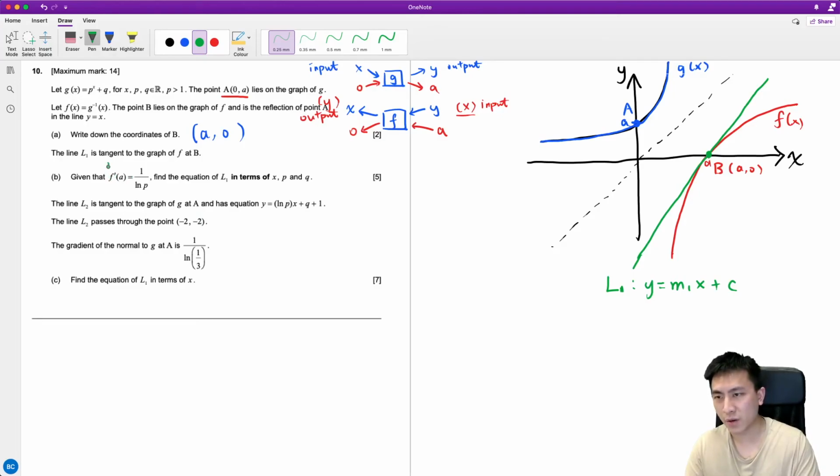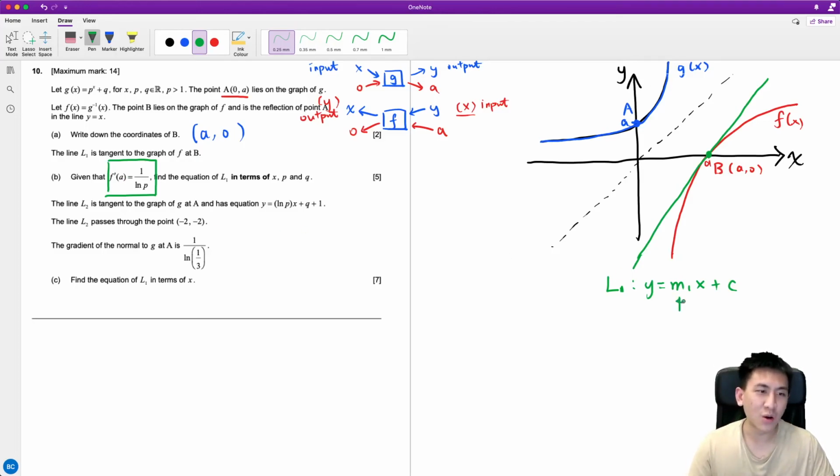By now, you have to know that if you differentiate a function, that gives you the gradient at that point. They even give you f dash a, meaning after you differentiate the function f, you put the number a as your x. That is exactly the gradient. So this is straight away 1 over log p. We're already halfway done, we just got to find c.